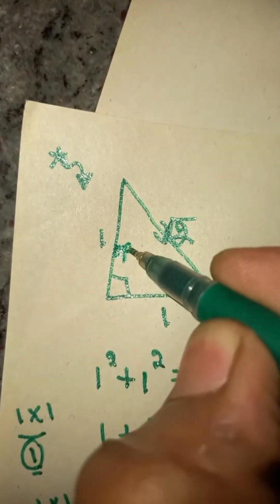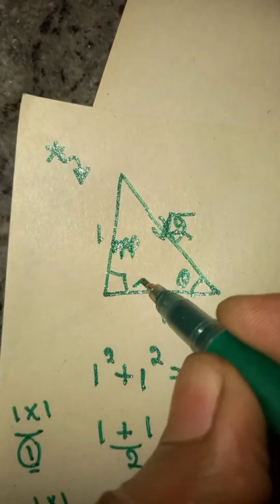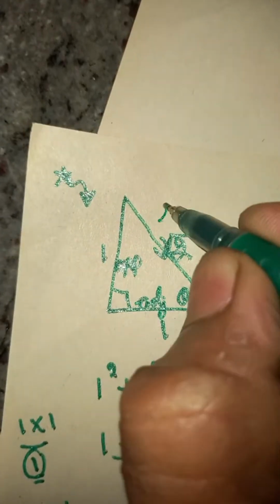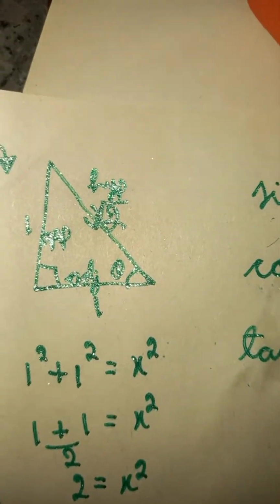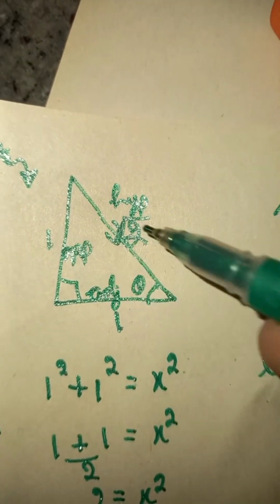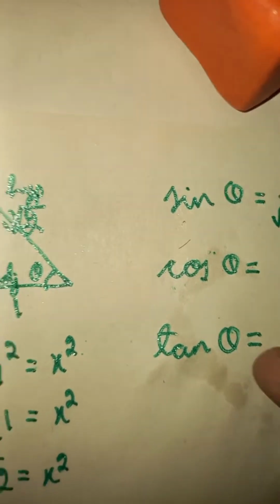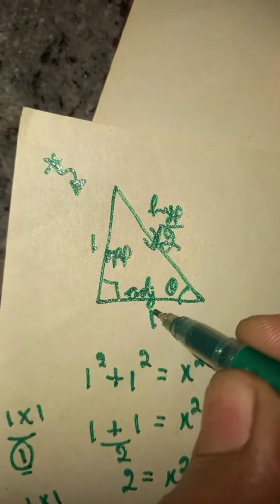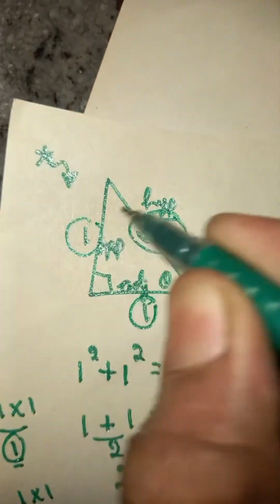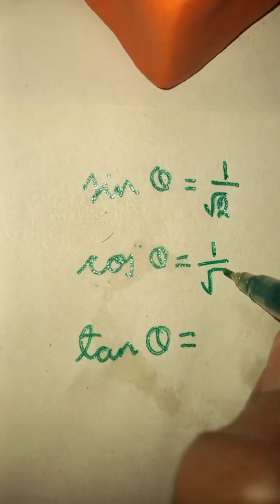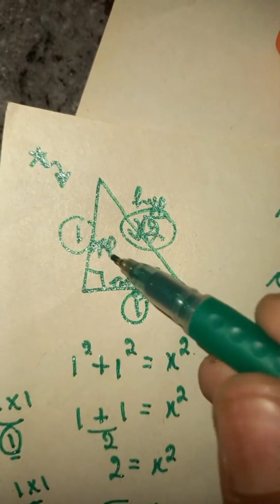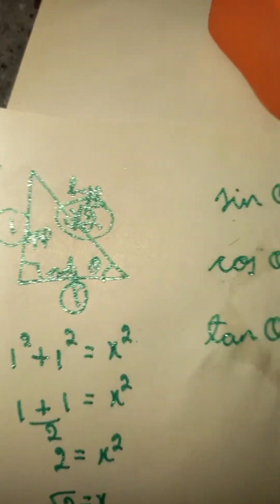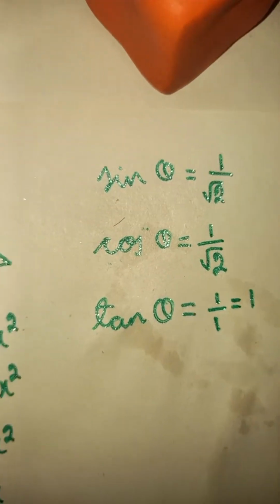You can write this as opposite, opposite to this theta angle, and this is adjacent to this theta angle. This one is always hypotenuse. So here you're going to get opposite by hypotenuse, which means 1 by root 2. Cos theta means adjacent by hypotenuse. Here adjacent is 1 unit and hypotenuse is root 2 units, that is 1 by root 2. Opposite by adjacent is tan theta. Opposite by adjacent means 1 by 1, which is equal to 1.